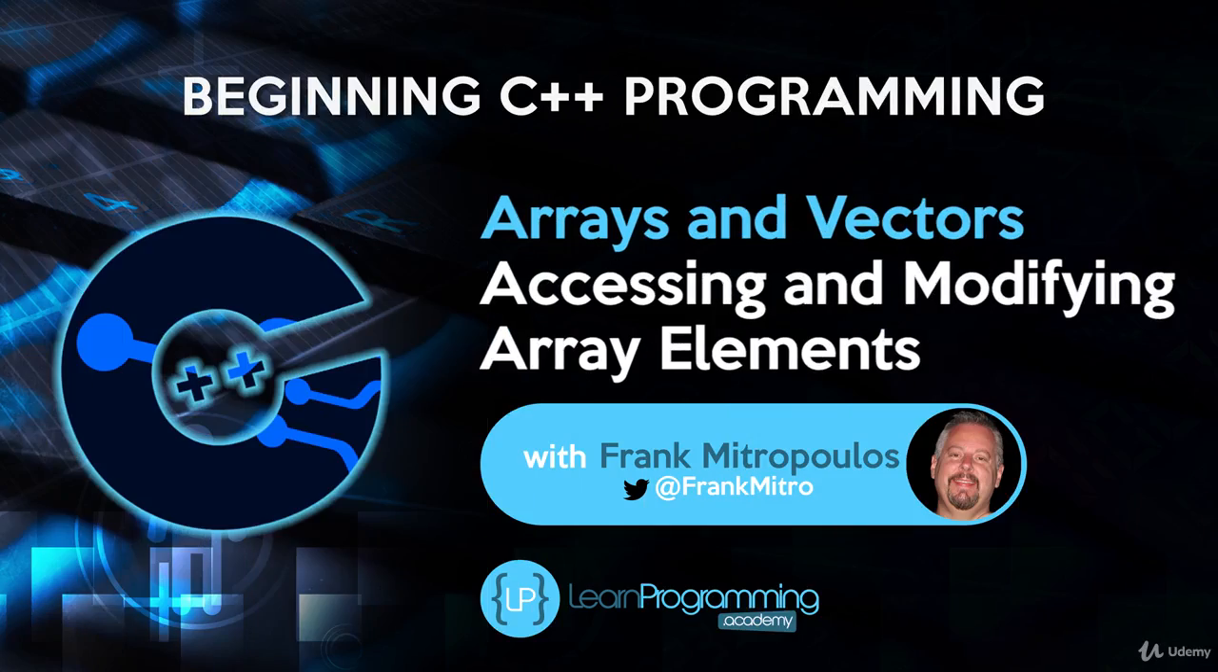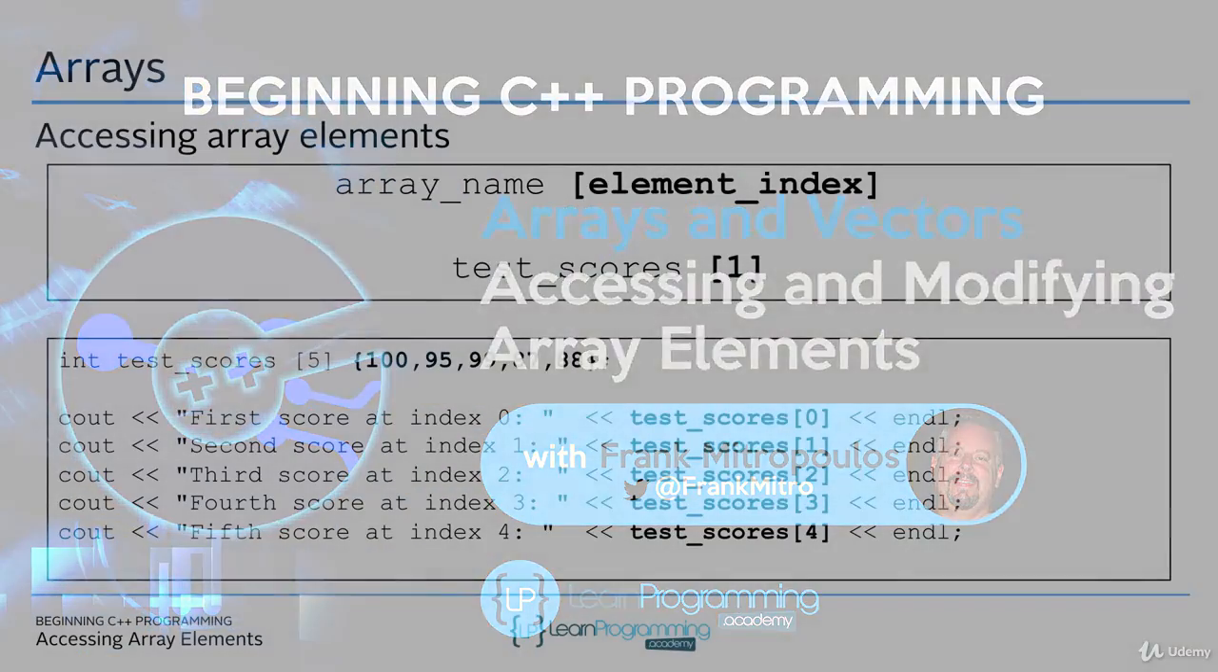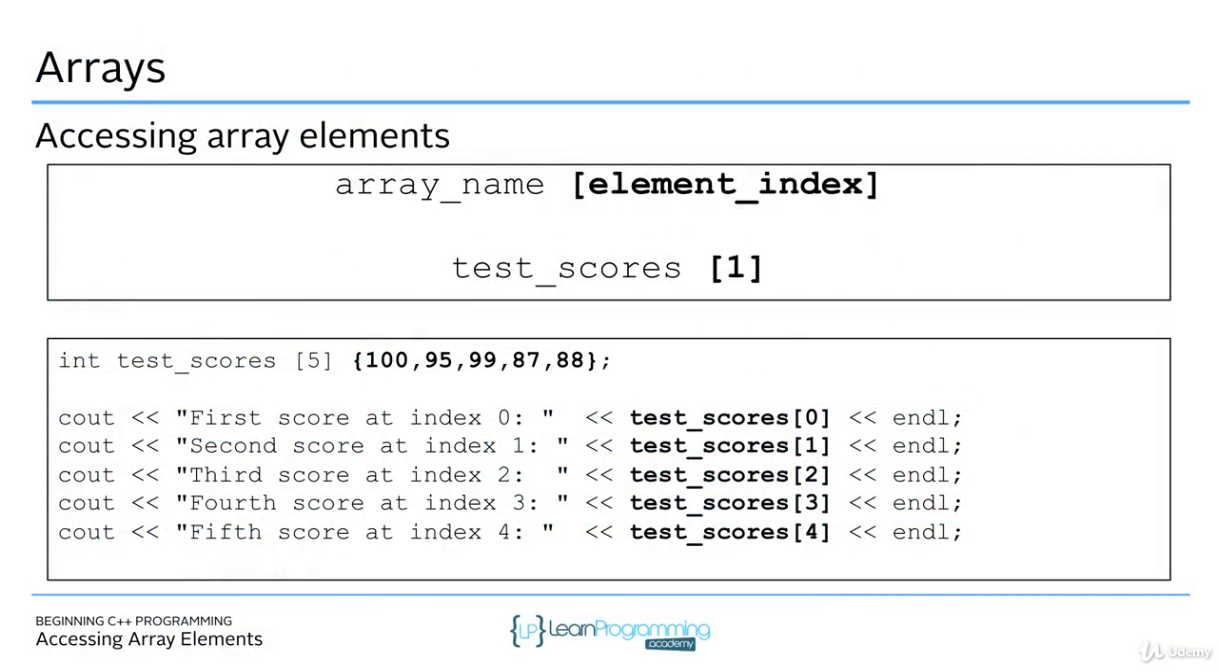In this video, we'll look at the syntax for accessing individual array elements. The syntax is probably very much like what you expected. We use the name of the array followed by square brackets with the index of the array element we want inside the square brackets. This is called array subscripting. For example, test score sub 1 refers to the element at index 1 in the test scores array.